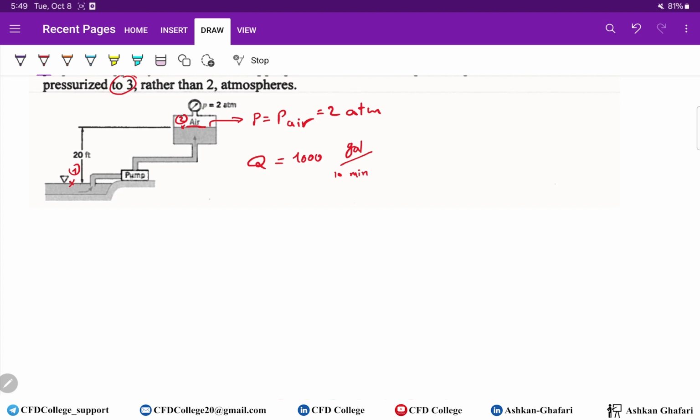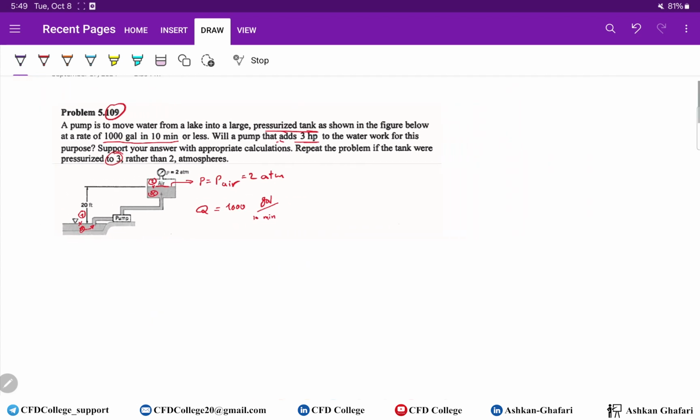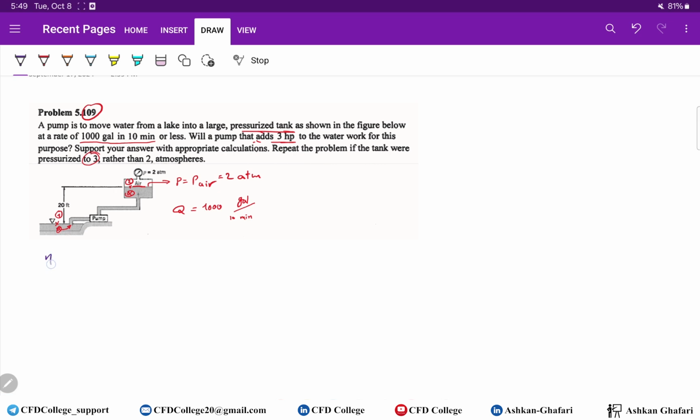And we have a pump, and why did I choose 1 for this point and 2 for here? Because as I mentioned, we always need to follow the flow. So if we have water flow from this area to the tank, it means that here we have point 1 and here we should have point 2. Now we can write down the energy equation between point 1 and 2.